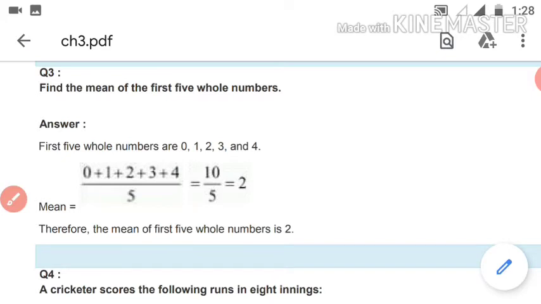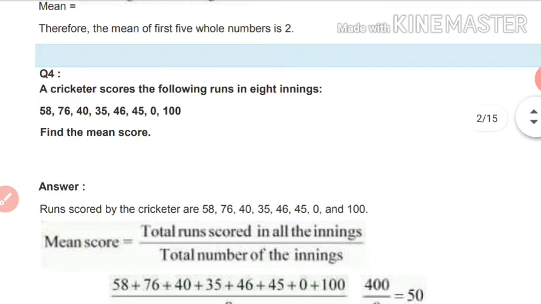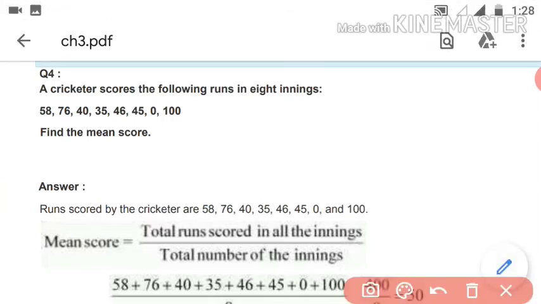Come to the next question. Question number 4. A cricketer scored the following runs in 8 innings. So these are the scores of the cricketer in 8 innings. It means they played 8 games, and they got different run scores. So the first is how much? 58. Second is 76. Third is 40. Then 35, 46, 45, 0 and 100. These are the scores for 8 innings. Now find the mean score.